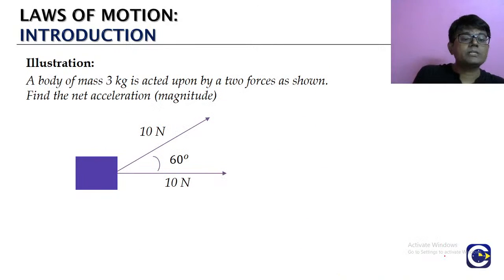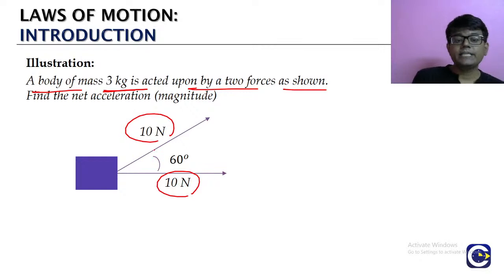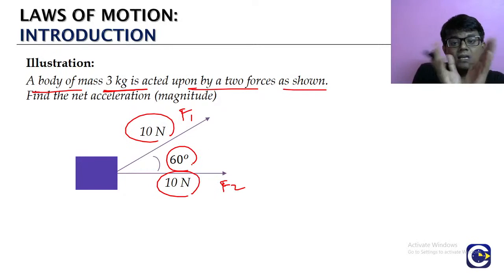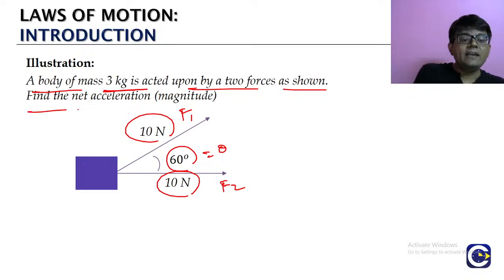We look at one more question. A body of mass 3 kg is acted upon by 2 forces. So here we have how many forces? 2 forces. Let us call them F1 and F2. Both of them have the same magnitude, 10 newtons. But they are acting with an angle between them. What is the angle between the 2 forces? 60 degrees. Find the net acceleration magnitude. What they're asking is the net acceleration magnitude.